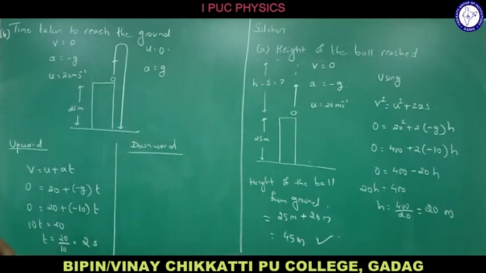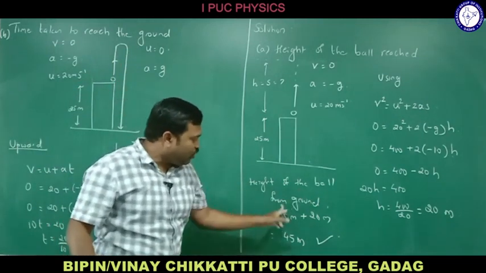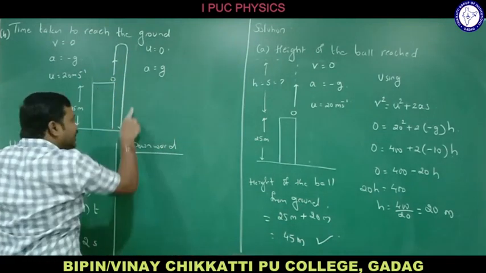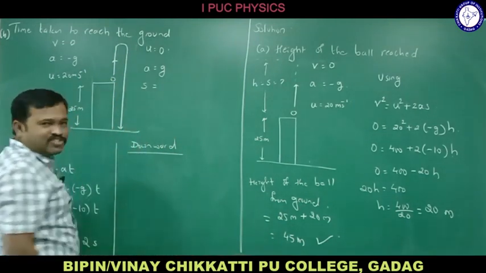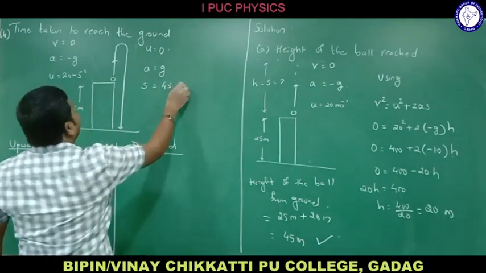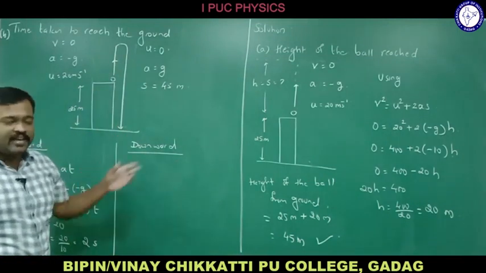And what are the other things we know? What is the distance throughout this? We have calculated it. What is the height of the ball from the ground? 45 meters. This height is nothing but displacement. How much is the displacement? That is 45 meters, right? Now what do you need to calculate? Time.